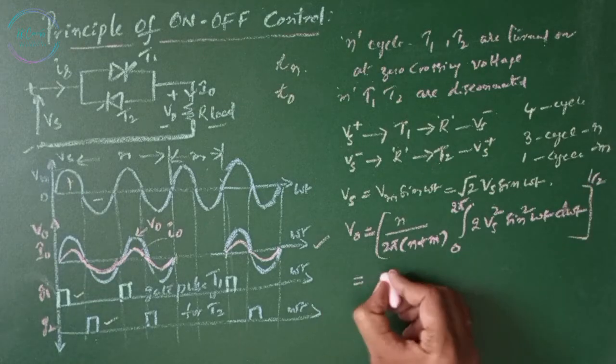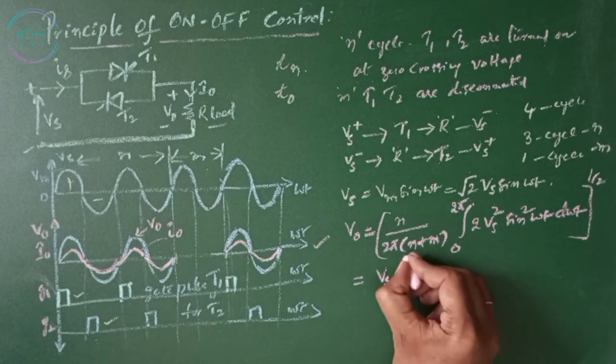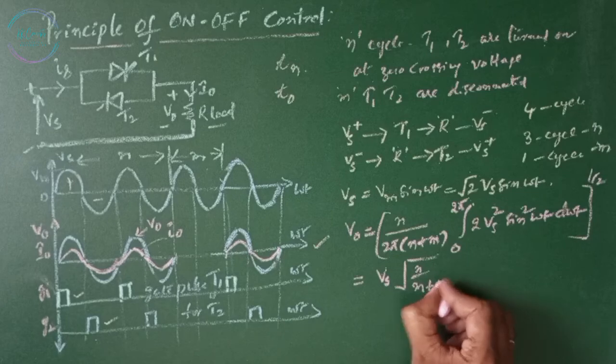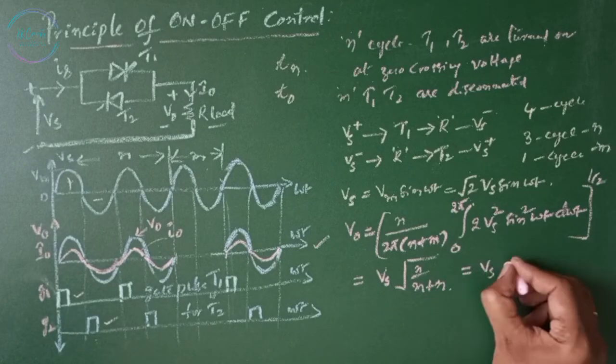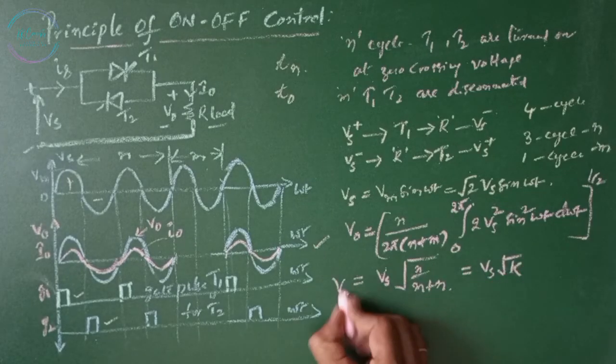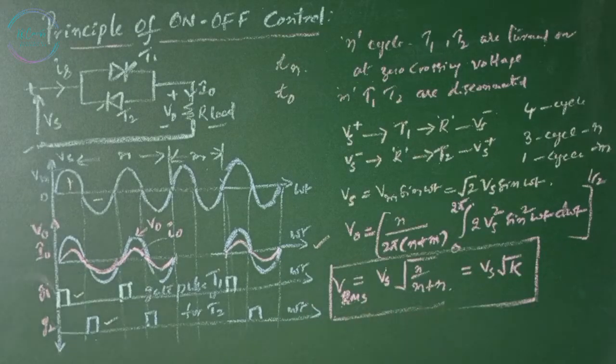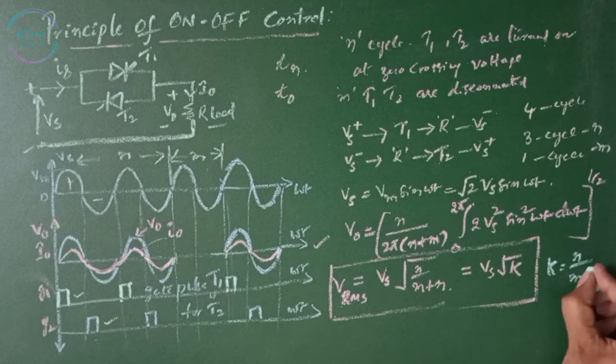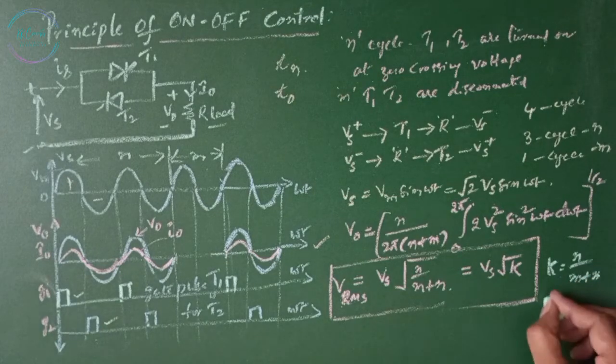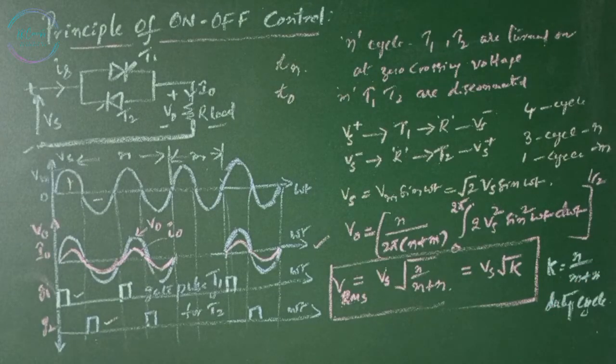Then if you calculate this, you are going to get Vs square root of n by m plus n. We can write this as Vs square root of k. This is RMS, where k equals n by m plus n, which is called the duty cycle. So we have some conclusions. The power factor and the output voltage vary with the square root of the duty cycle.